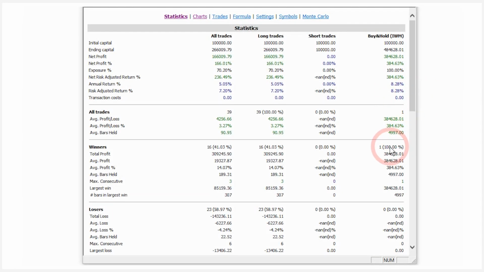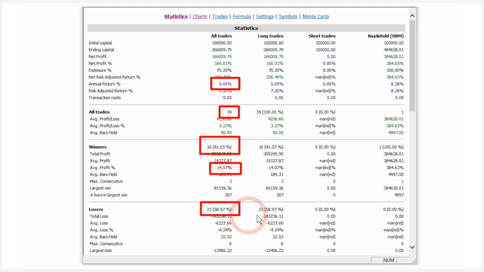So here are the results if we just did the 5-day crossing above the 200-day instead of the close. And you can see our compound annual return was 5%. So it went from 4% to 5%. That's a lot better. And we had 39 trades, less than half as many trades as before. Our winning percent went up to 41%. Average gain went up to 14%. We had 59% losers, and the average loss was 4.24%.